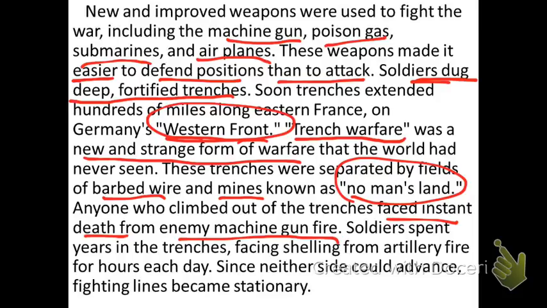So that area between the trenches, no man's land, was often bombed out, burned out land that maybe at one time had been rich forest or rich fields growing any number of crops, but now, because of all the death, the destruction, the bombing, the fires, no man's land kind of looked like the face of the moon. Soldiers would spend years in the trenches, many times for months at a time, nonstop. They would be facing shelling from enemy artillery fire for hours and hours.